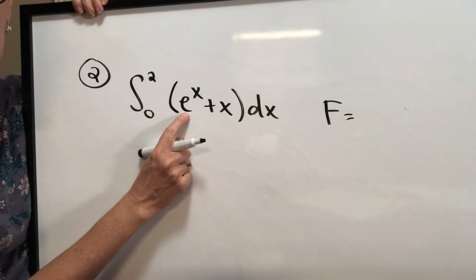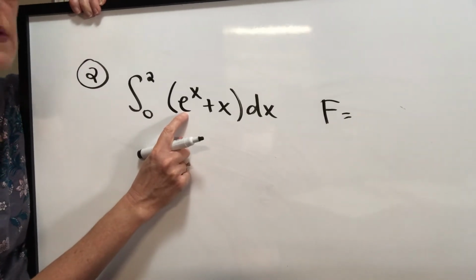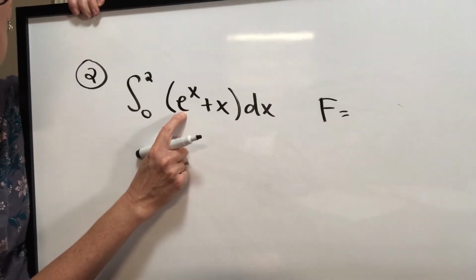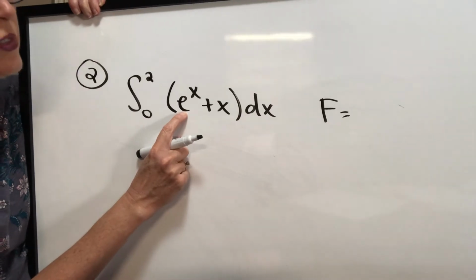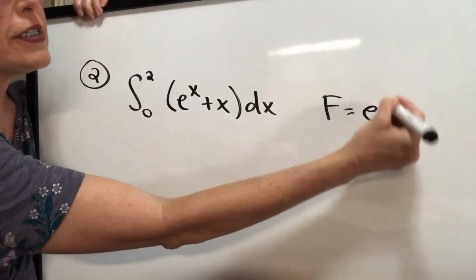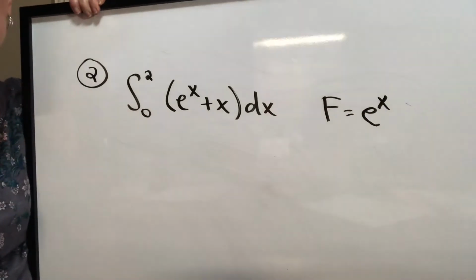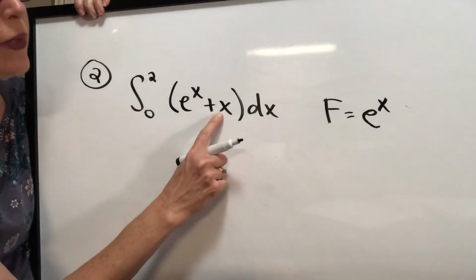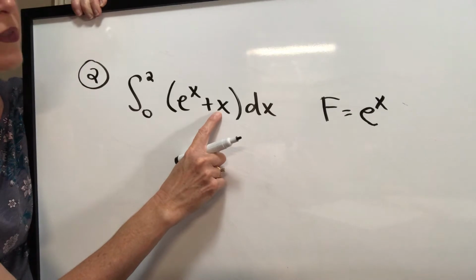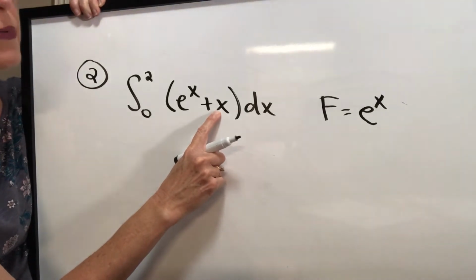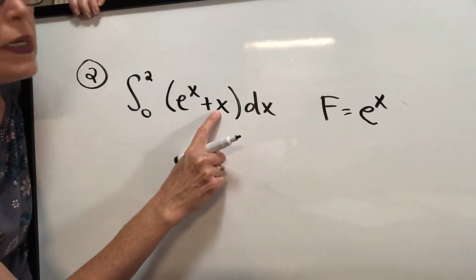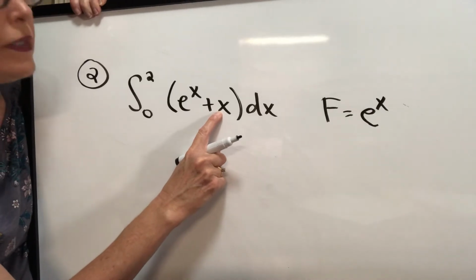So e to the x is one of the special cases where the antiderivative is the same thing. So in this case, you would not change e to the x. This is in the table that I gave you as well. So e to the x does not change. But we have to see what happens with this x. So keep in mind it's just a polynomial. So we're going to use the rule that we did in the last problem.